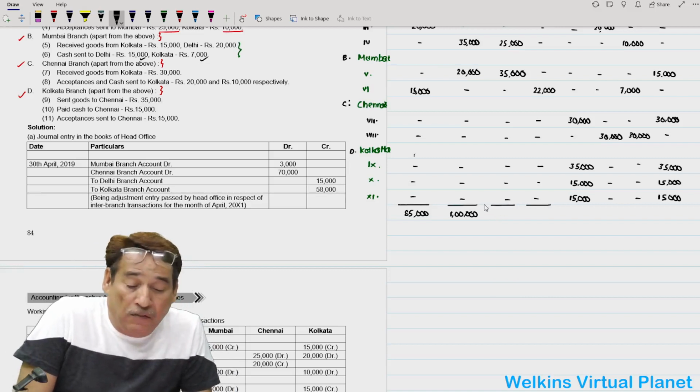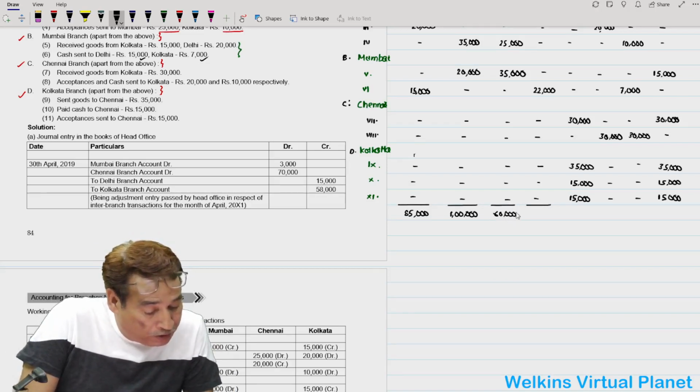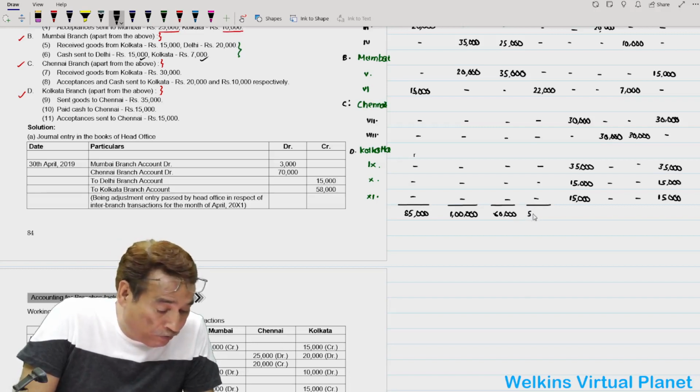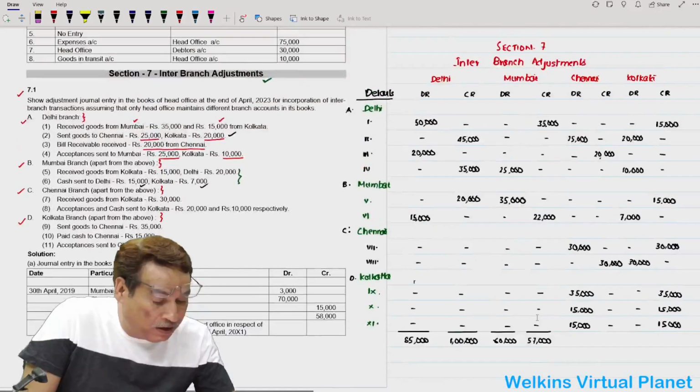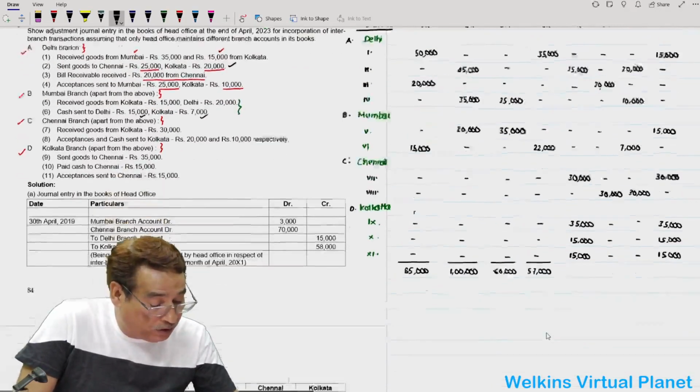If you tally the Mumbai branch account, you will find that the debit side total is more, 60,000, and the credit side total is 57,000. See, this is Mumbai branch. Debit side total is 60,000. Credit side total is 57,000.